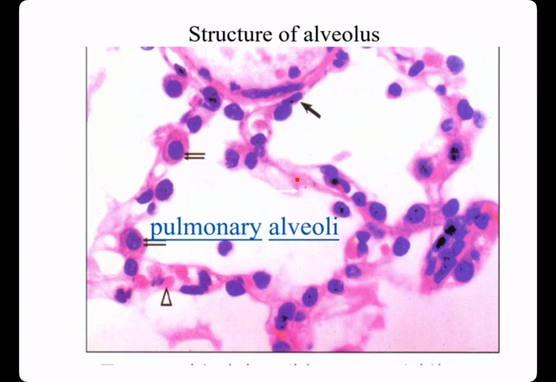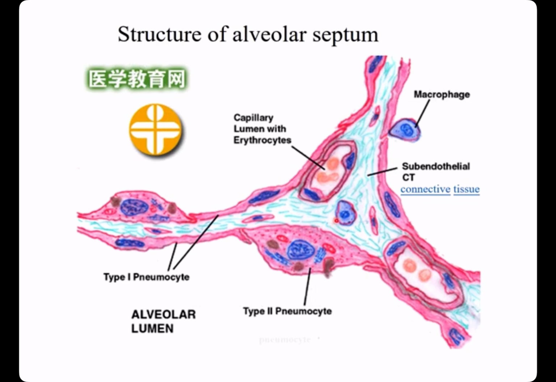The alveolar epithelium is composed of type 1 and type 2 cells. The adjacent alveoli are close to each other, only separated by a thin layer of connective tissue. The septum contains capillaries, macrophages, and other components of connective tissue. In alveoli, macrophages also can be observed.